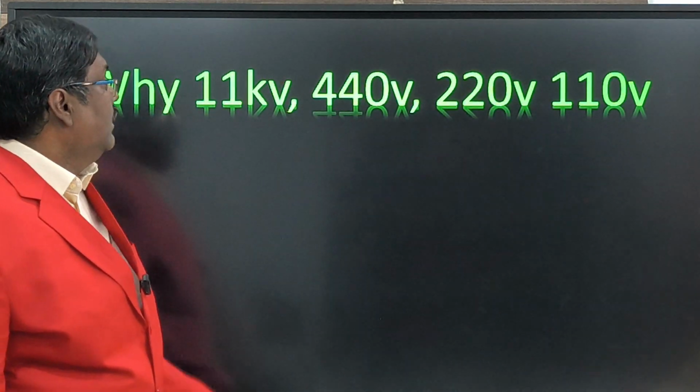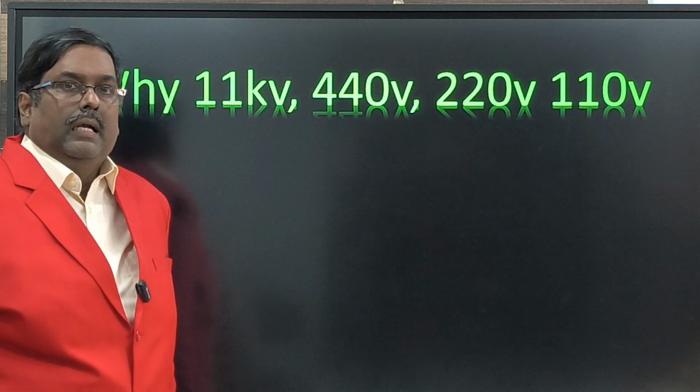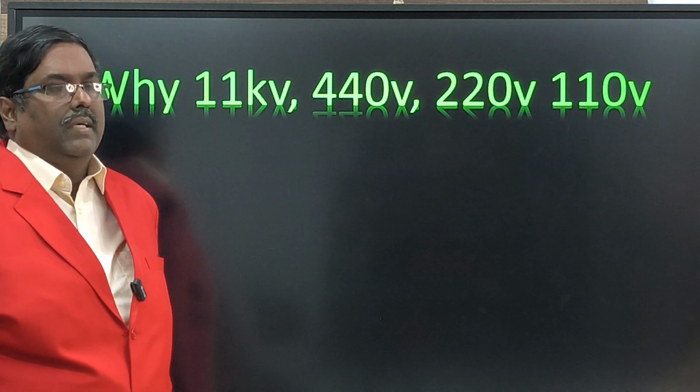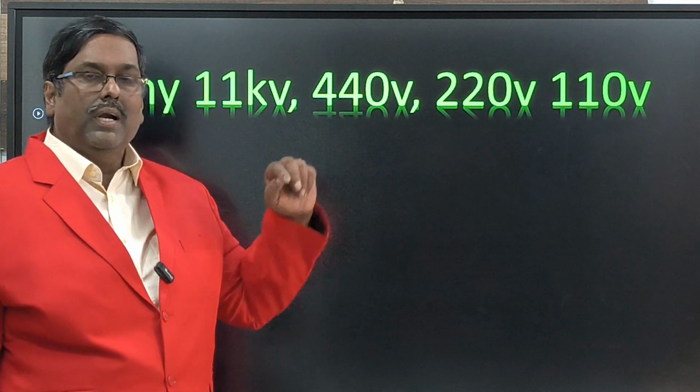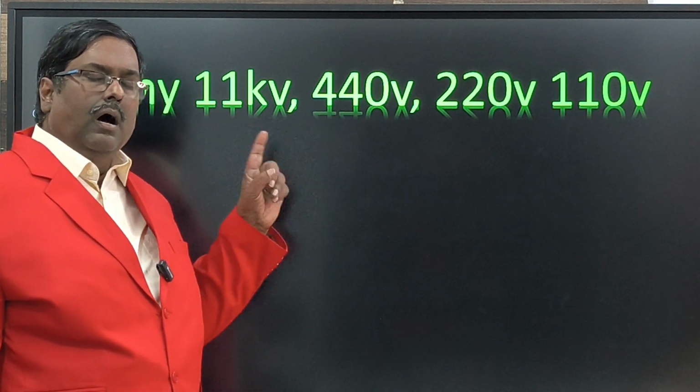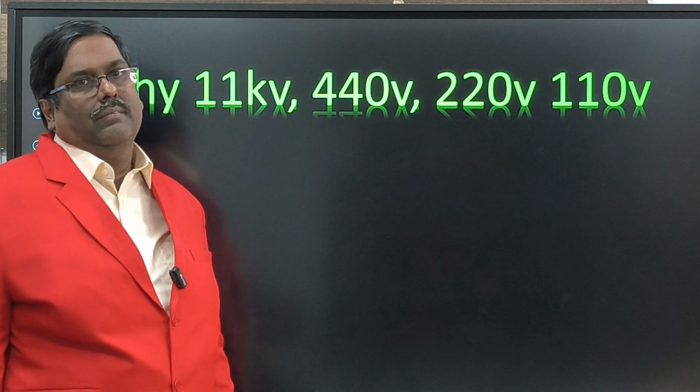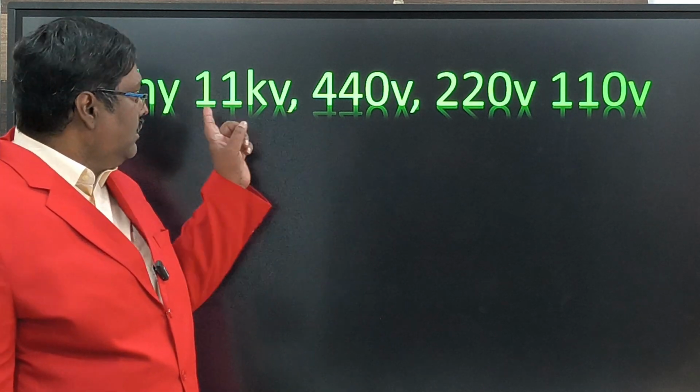Okay. Now, I will ask one question. You notice the power supplies: 11 kV, 440 volt, 220 volt, 110 volt. What is the similarity in this? All are divisible by 11. Correct? All look like they are divisible by 11.